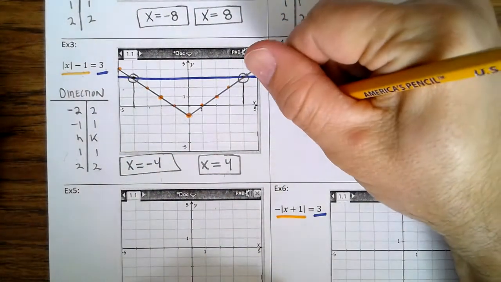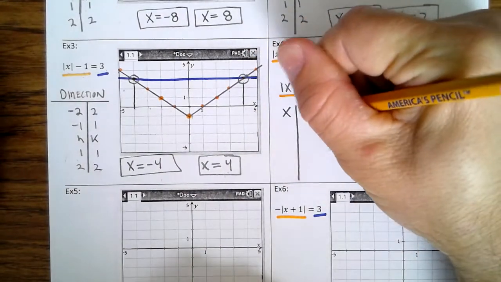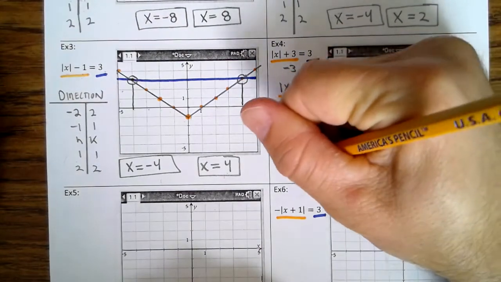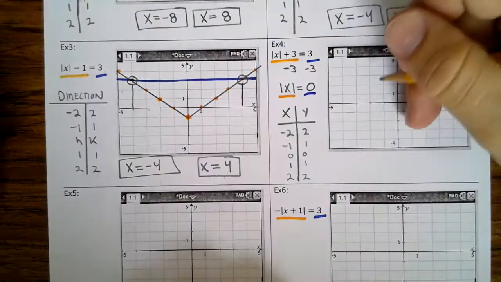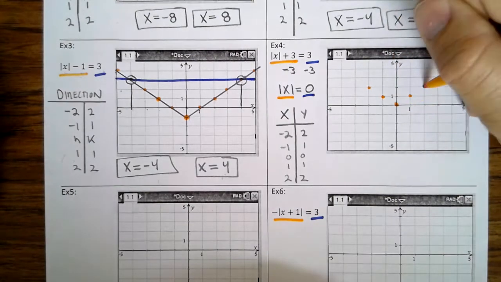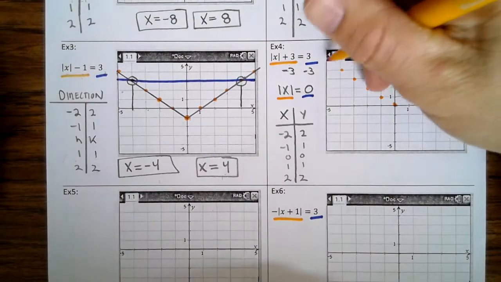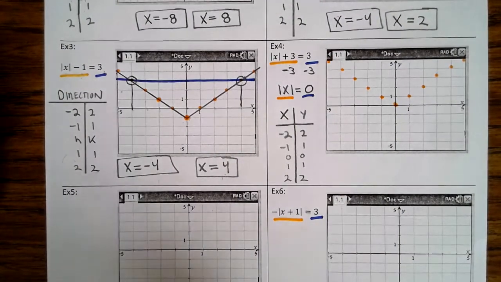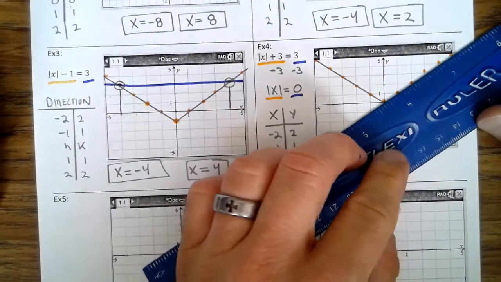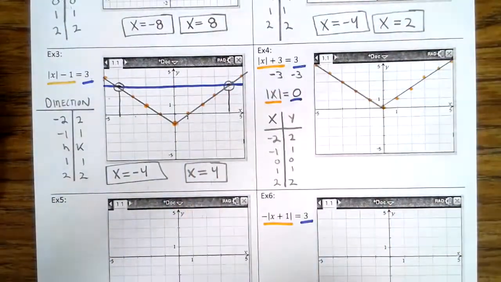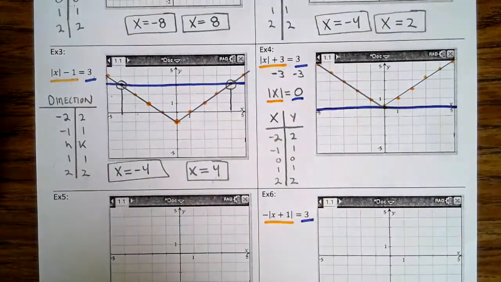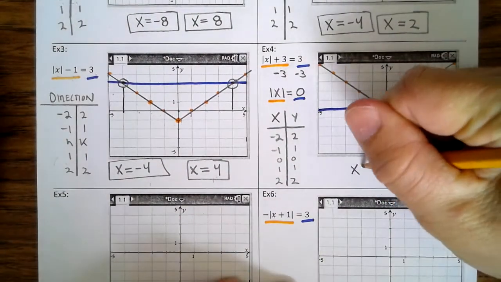Now, this one's easy because we know the absolute value points. Now, these are points negative 2, 2, negative 1, 1, 0, 0, 1, 1, 2, 2, because it's the parent function. And we can keep going here. Now we graph our horizontal line at 0. We see that it intersects only once and at 0, so our answer is x equals 0.